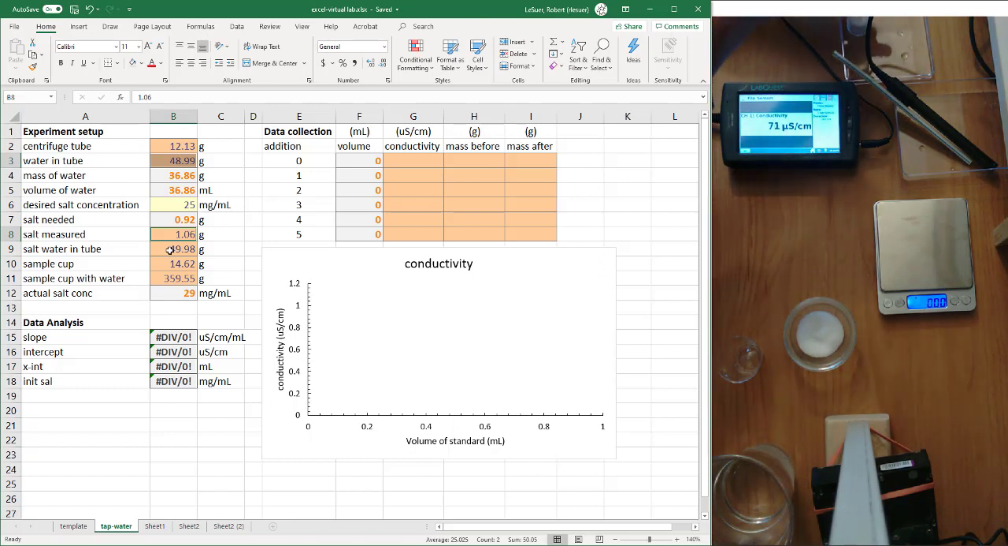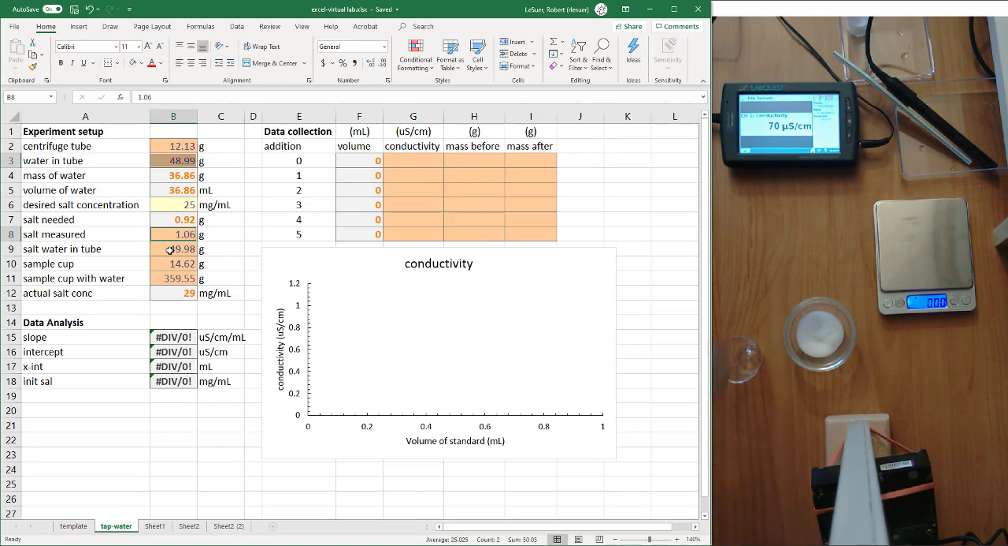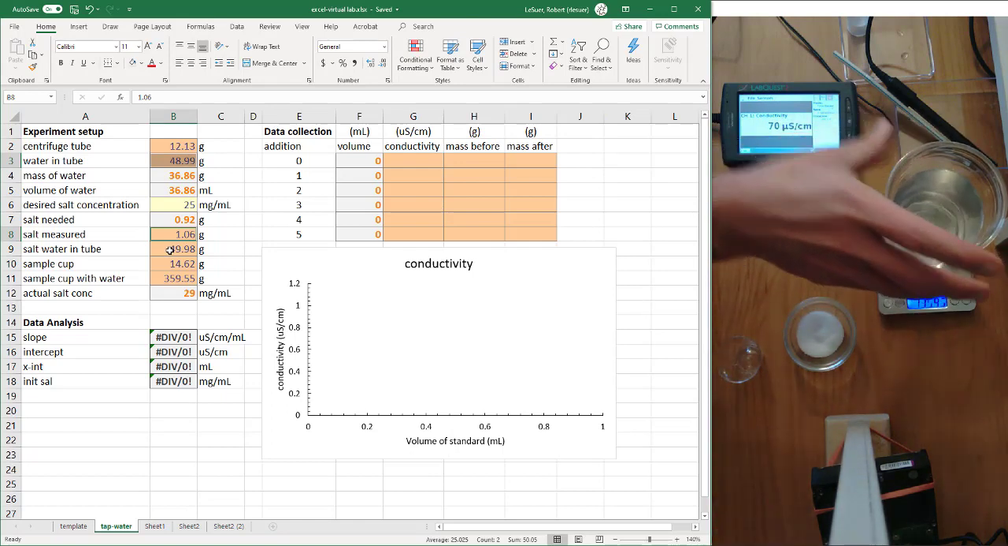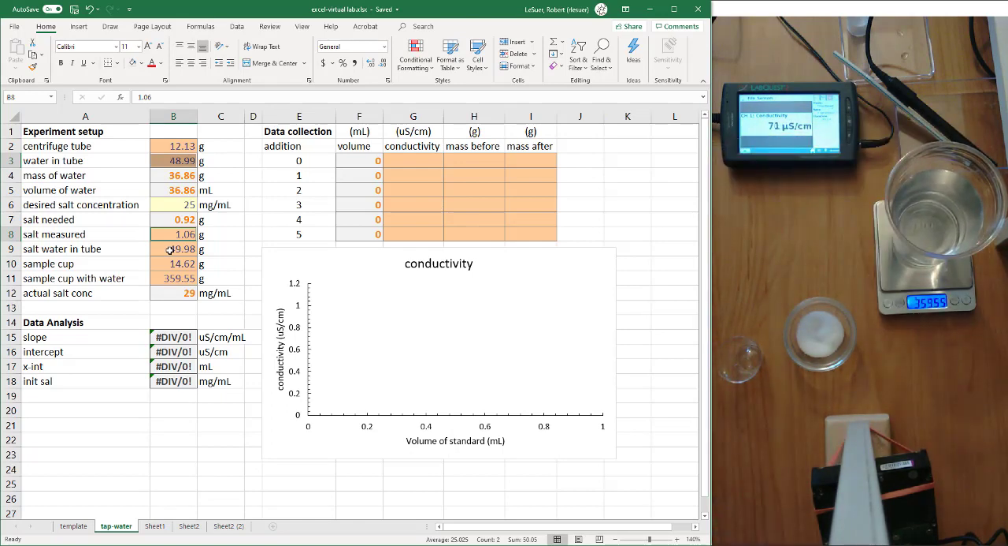Okay, so now we can go ahead and start our measurements. Again, 359.55. Okay, so that looks good.